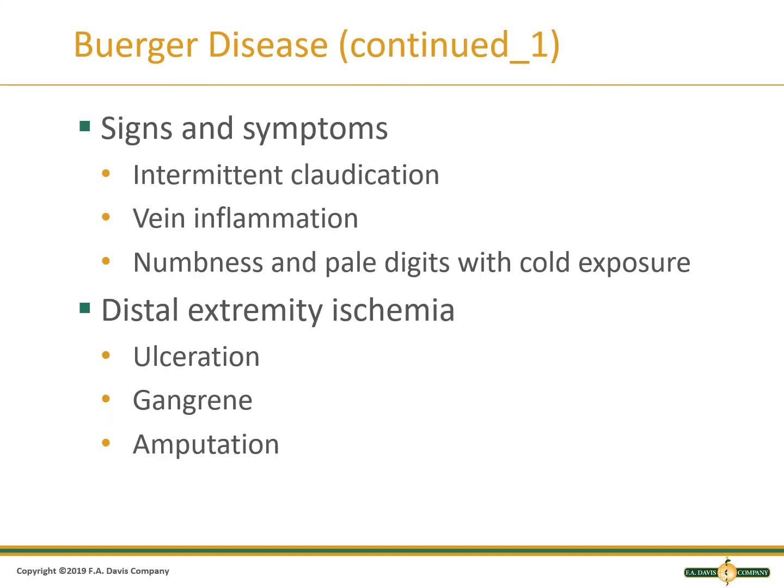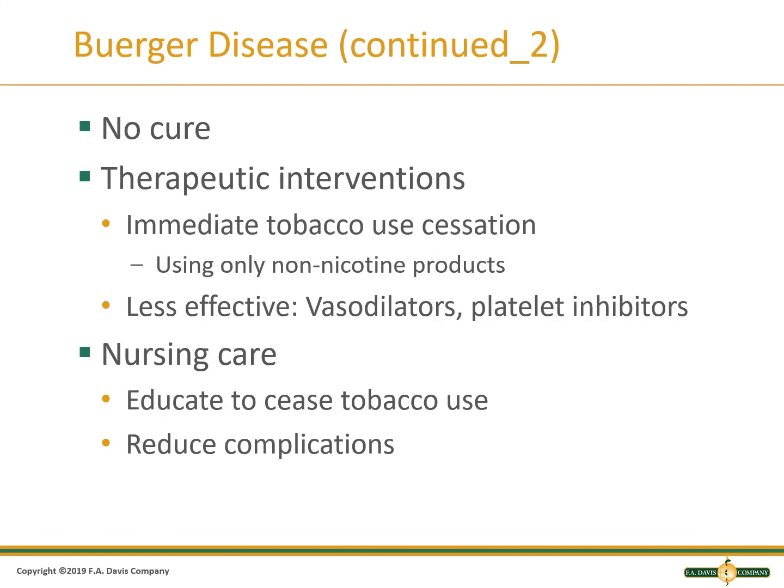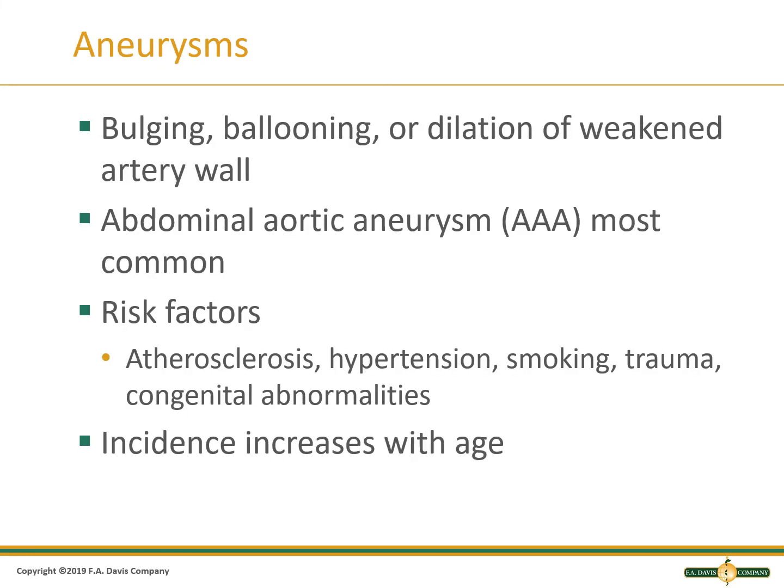Signs and symptoms of Buerger disease may include intermittent claudication, vein inflammation, numbness and pale digits with cold exposure. Distal extremity ischemia can lead to ulceration, gangrene, and amputation. Unfortunately, for Buerger disease, there is no cure, so it is imperative that we teach patients to stop smoking. Treatments such as platelet inhibitors and vasodilators are less effective. The goal is to reduce complications of ulceration, gangrene, and amputation.